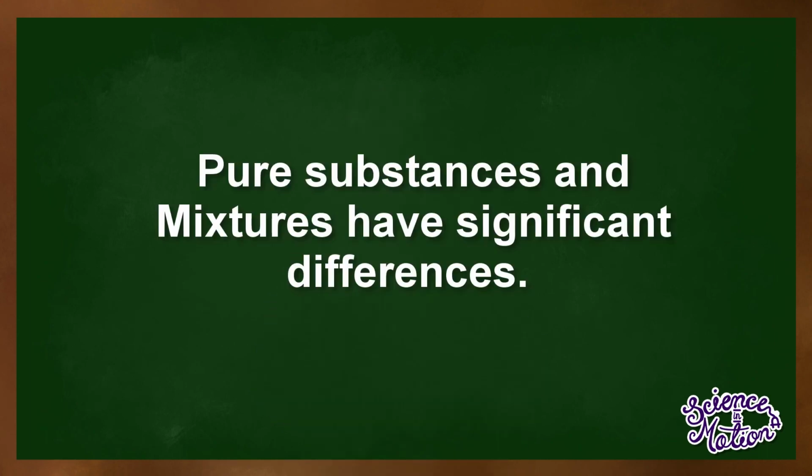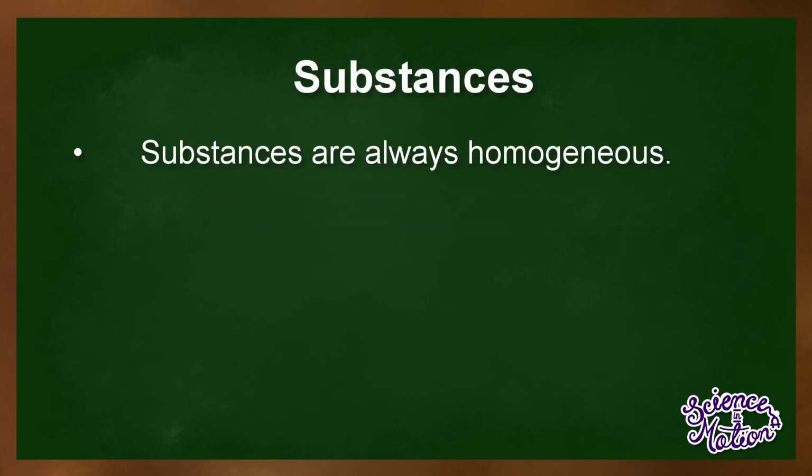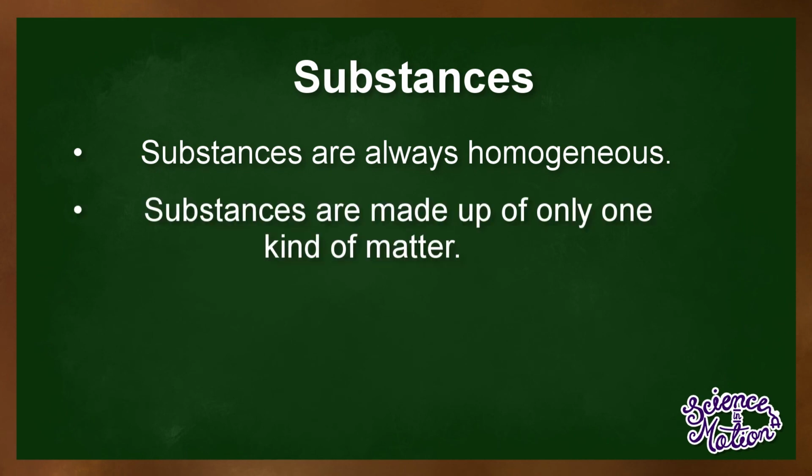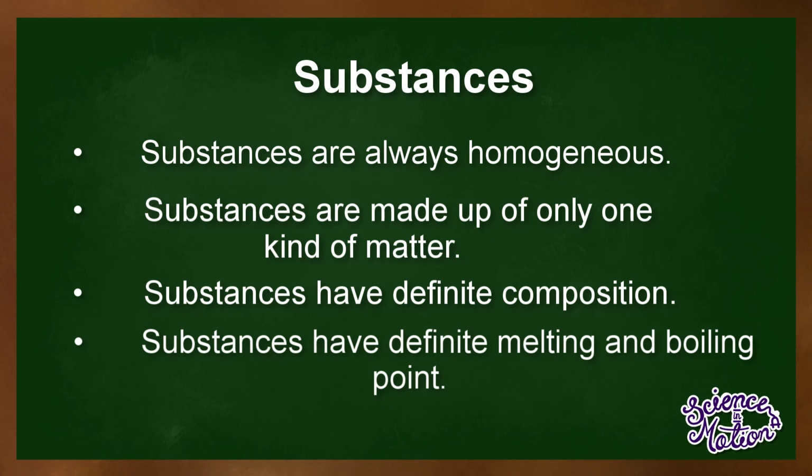Pure substances and mixtures have significant differences. For substances, they are always homogeneous. Substances are made up of only one kind of matter. Substances have definite composition. Substances have definite melting and boiling points.